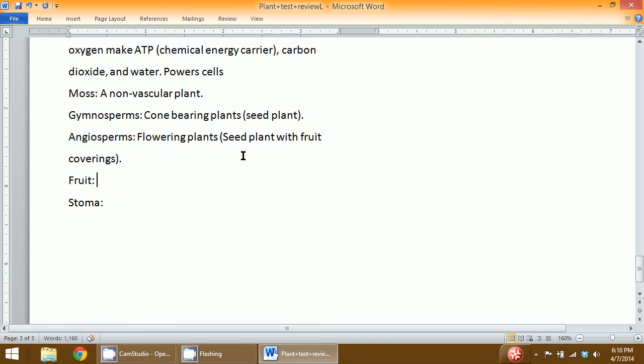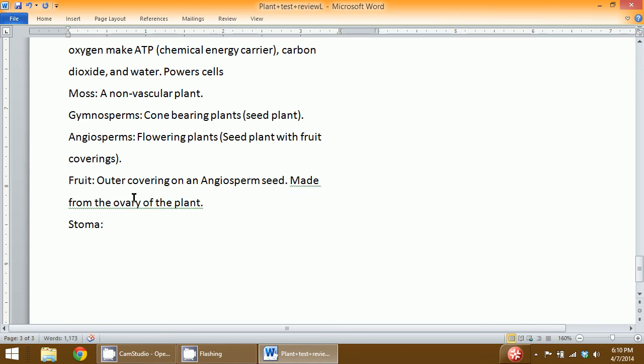Fruit is the outer covering on an angiosperm seed. It is made from the ovary of the plant.